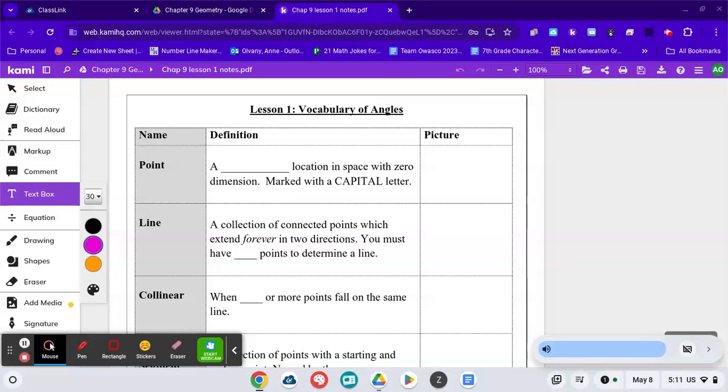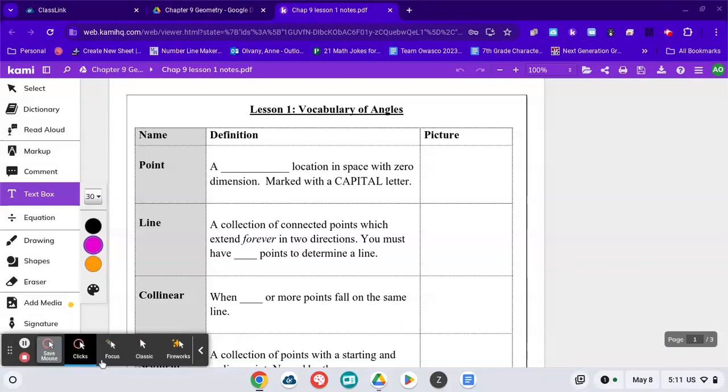This is the first lesson of Chapter 9. Some of this stuff may already be familiar to you because you've learned it in the past, but that's okay. It's always good to review. We're going to do a bunch of definitions and just build on our vocabulary for geometry.